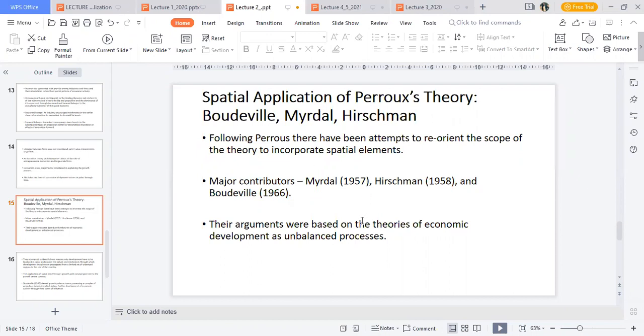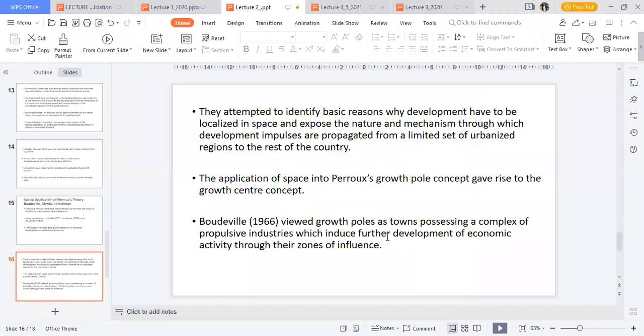The arguments were based on the theories of economic development as unbalanced processes. They attempted to identify basic reasons why development has to be localized in space and expose the nature and mechanism through which development impulses are propagated from a limited set. Yeah, all these things won't even come, but let me teach it.